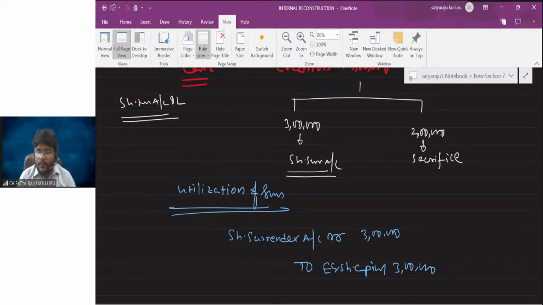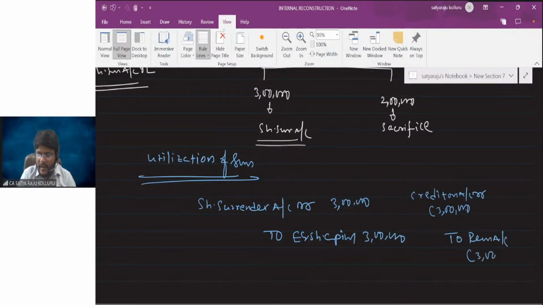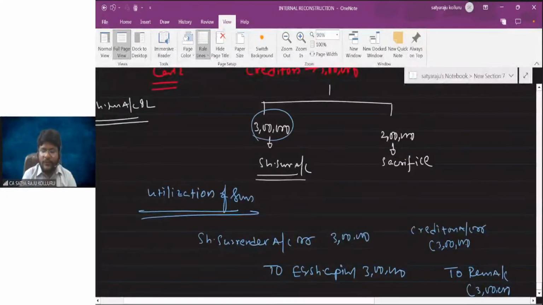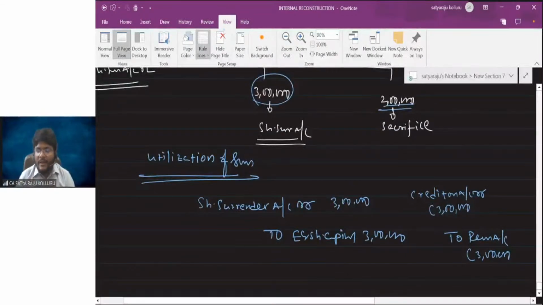But when you recognize the profit at the time of making settlement to the party, that is creditors account Dr., in bracket you can put 3 lakhs. Now you are settling 3 lakhs to reconstruction, so you need to recognize the profit of 3 lakhs. Till now, I'm only thinking about the portion of the creditors. What about the other portion, sir? 2 lakhs is a real sacrifice.